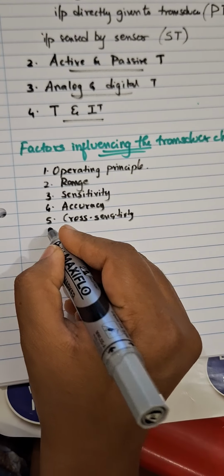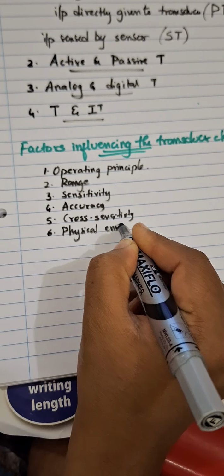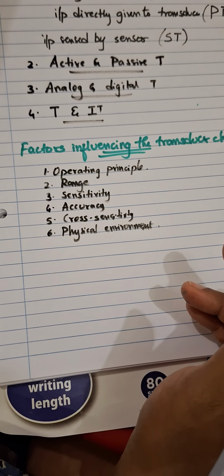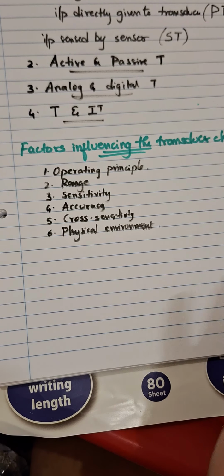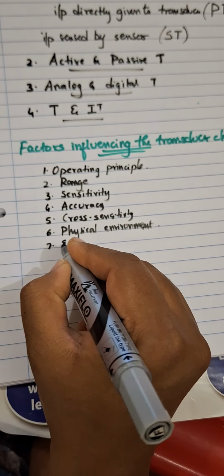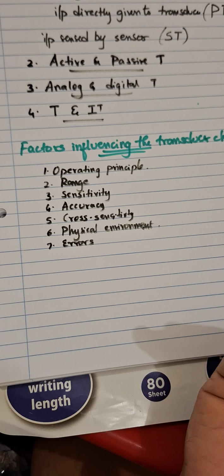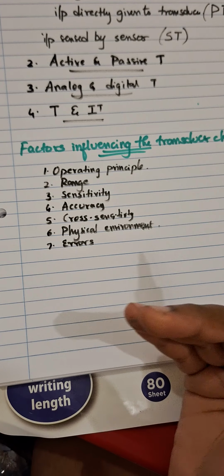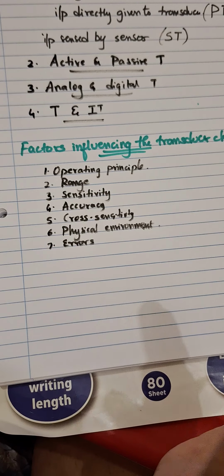Then physical environment. We should check the physical environment as well. The transducer selected should be able to withstand the environmental conditions, when it is hot, when it is cold, wherever it is. It should be able to withstand them while we are carrying out the experiment. Then errors. Usually when you are calculating, errors are a common thing. So when you are operating the transducer, the errors caused by the environmental conditions should be small enough. They shouldn't be very high.